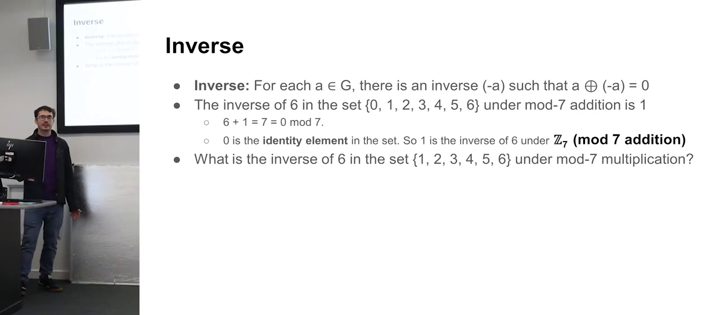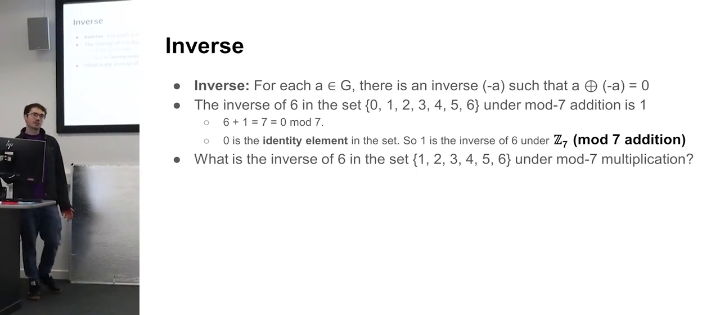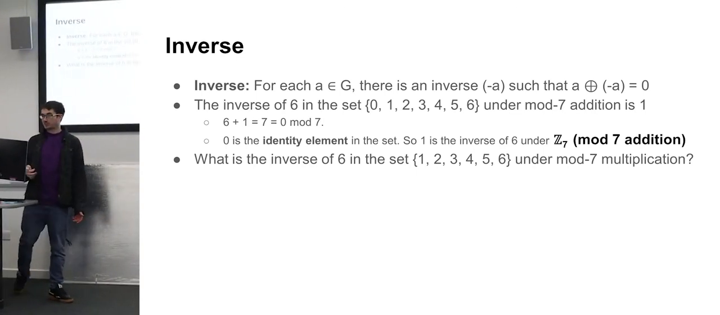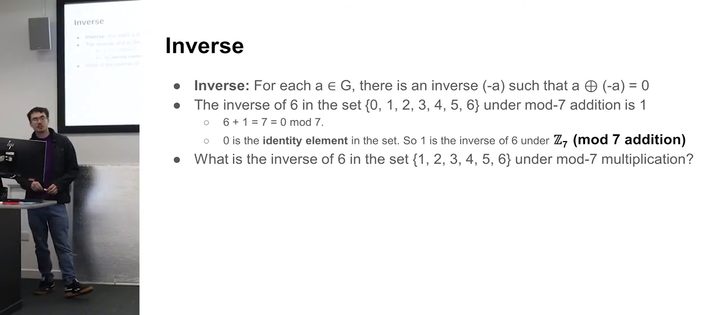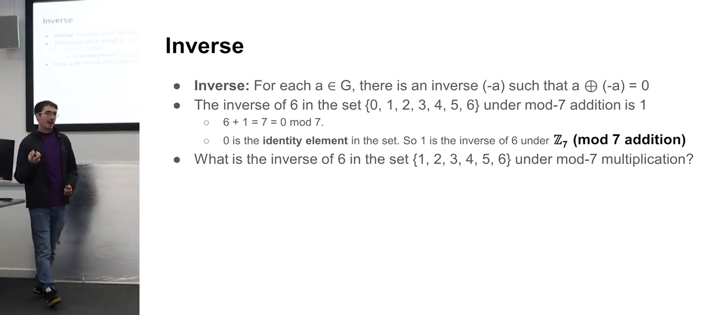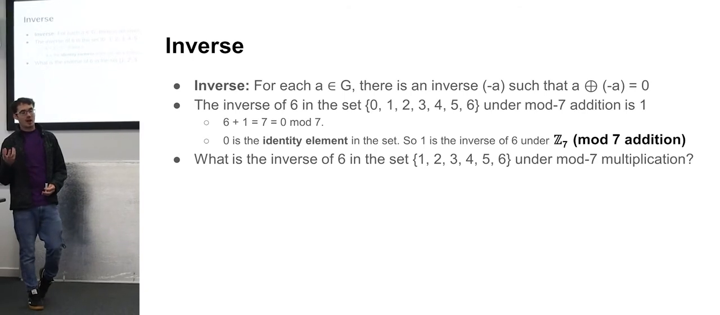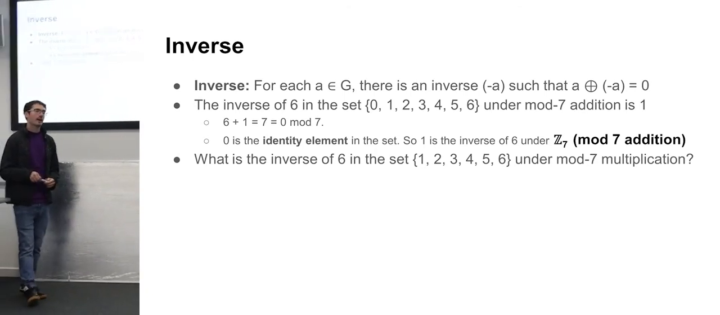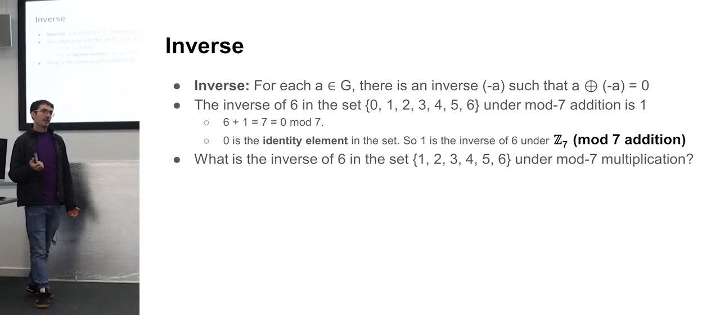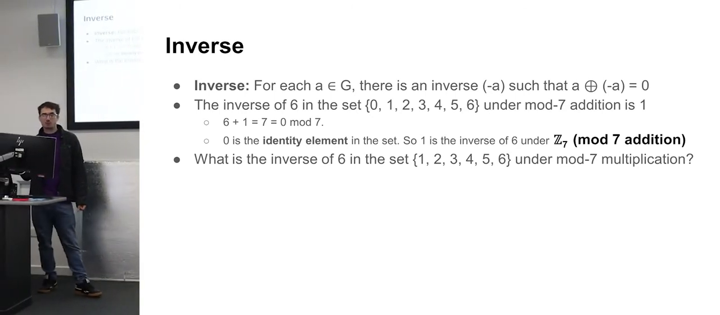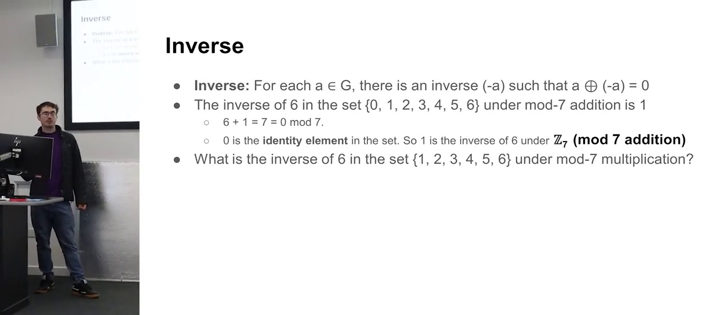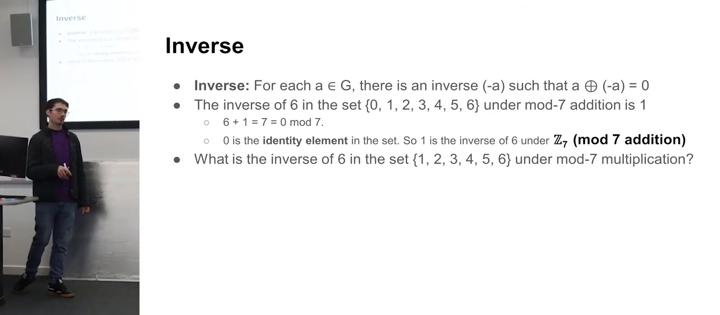Okay, and then we can use this identity element to think about the inverse. And the inverse is really important in cryptography, as we'll see later. Essentially, we have this element in the group A, and we want to find out what the inverse of it is. And that is, how can we apply some operation to this element to take it back to the identity element?